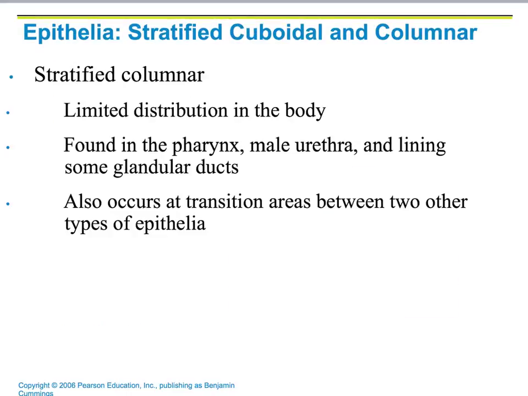Okay, stratified columnar is also limited in the body. It's found in the pharynx, the male urethra, and lining of ducts, and also as a transition area between 2 other types of epithelia. So you'll often find different types of epithelia all right next to each other.